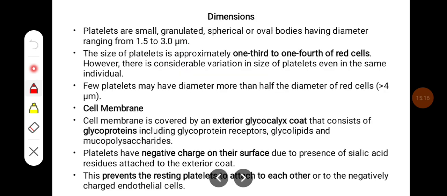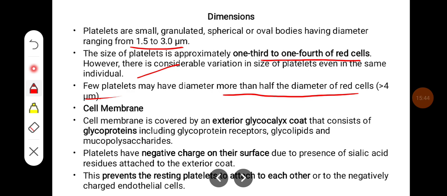Platelets are small granulated spherical or oval bodies having a diameter ranging from 1.5 to 3 microns. The size of platelets is approximately one third or one fourth of the red cells. However, there is considerable variation in the size of platelets, even in the same individual. A few platelets may have a diameter more than half the diameter of red cells, that is 4 microns.